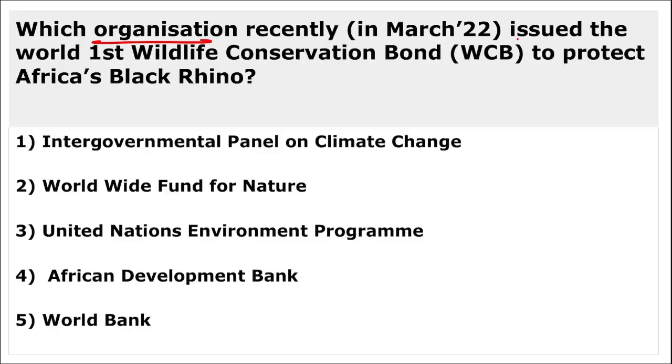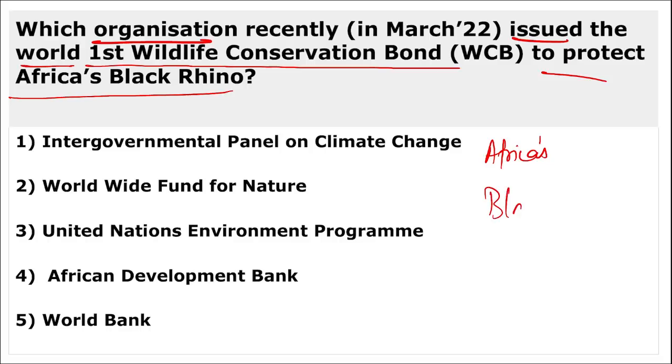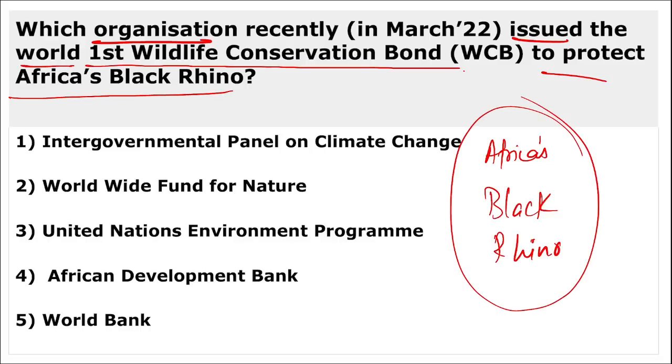Next, which organization recently issued the world's first wildlife conservation bond to protect Asia's black rhino? For which animal was this first wildlife conservation bond released? It was for Africa's black rhino. To protect Africa's black rhino, the world's first wildlife conservation bond was issued. Which organization issued these bonds? It was issued by the World Bank. Where is the headquarter of the World Bank? It is in Washington DC. All right, so the World Bank recently issued the world's first wildlife conservation bond to protect Africa's black rhino.